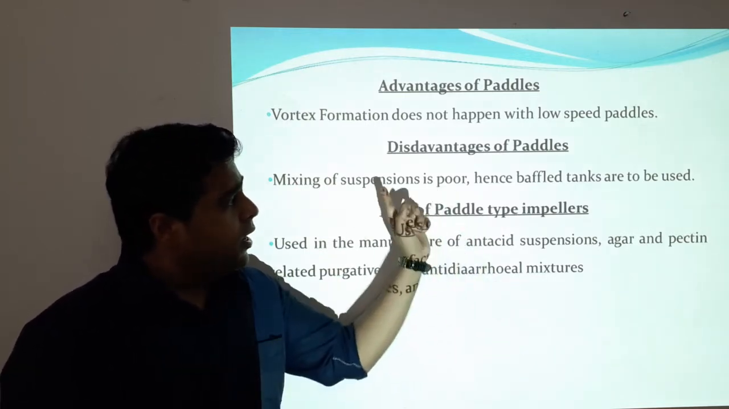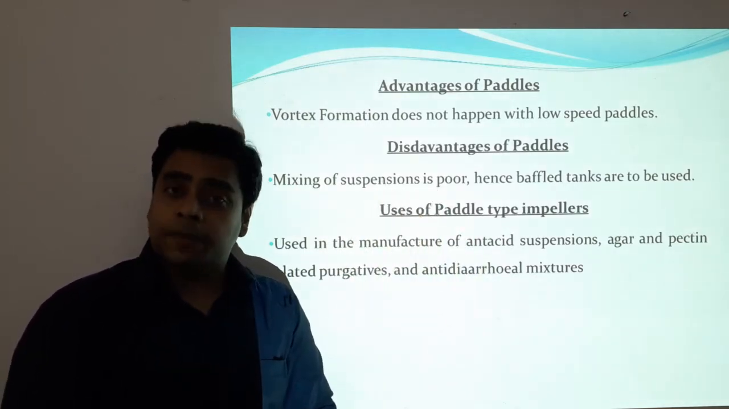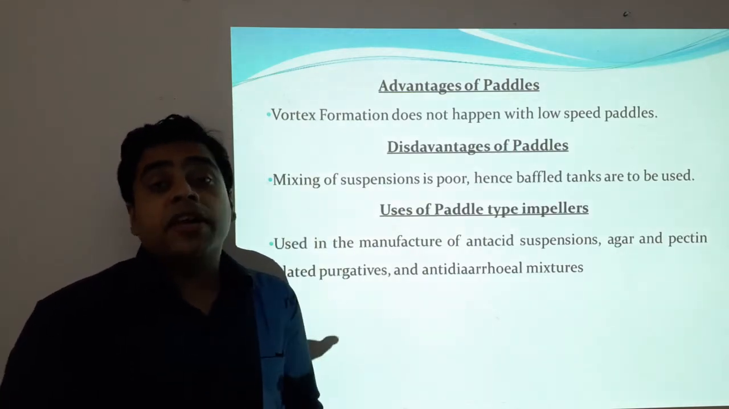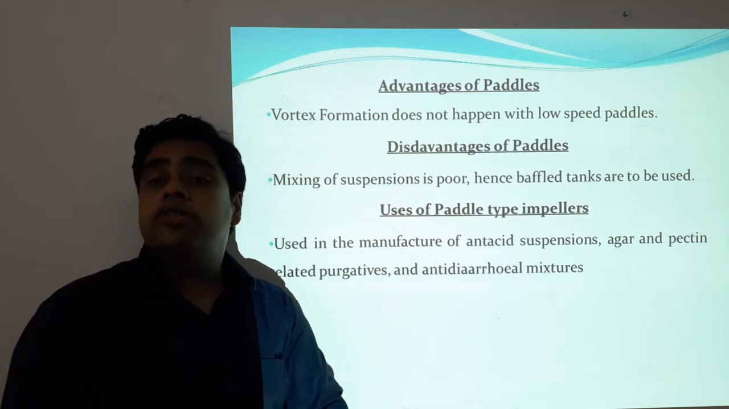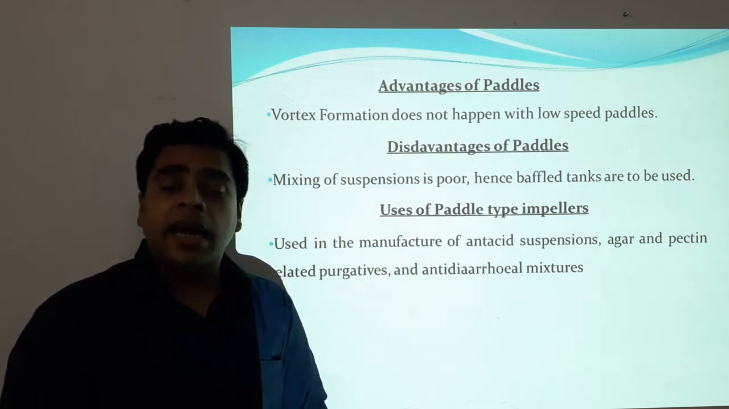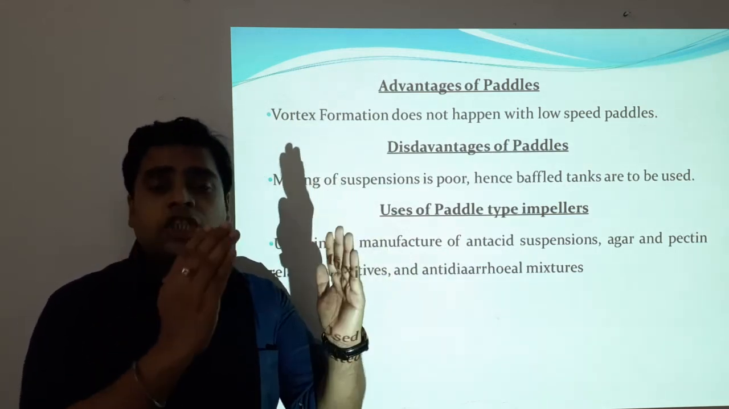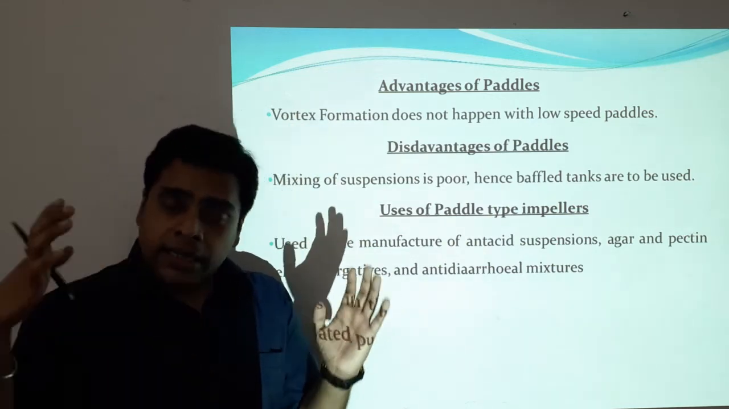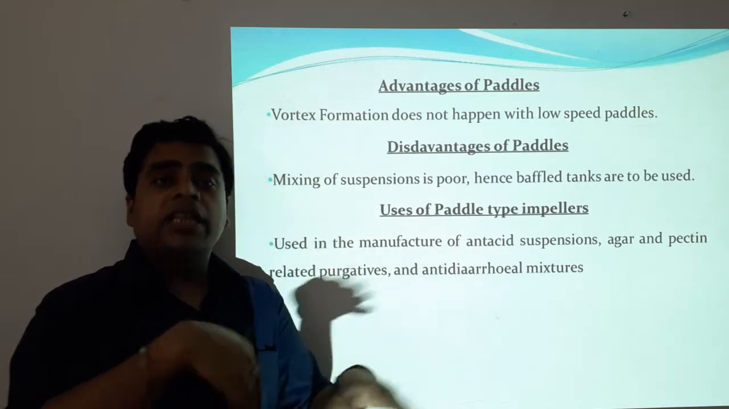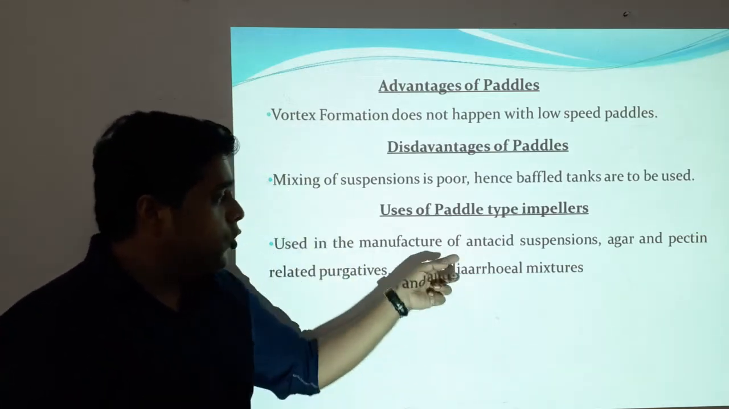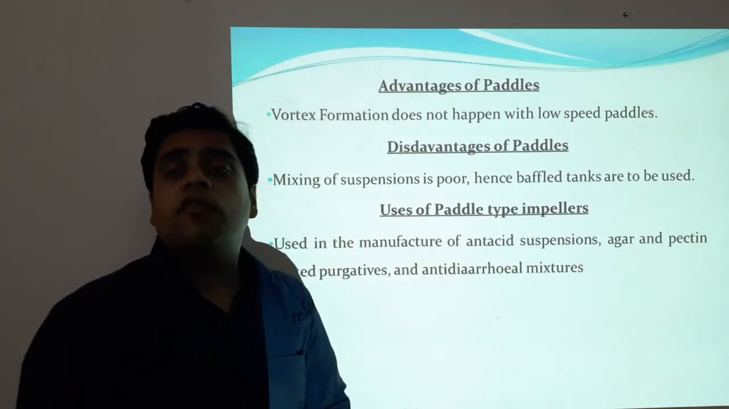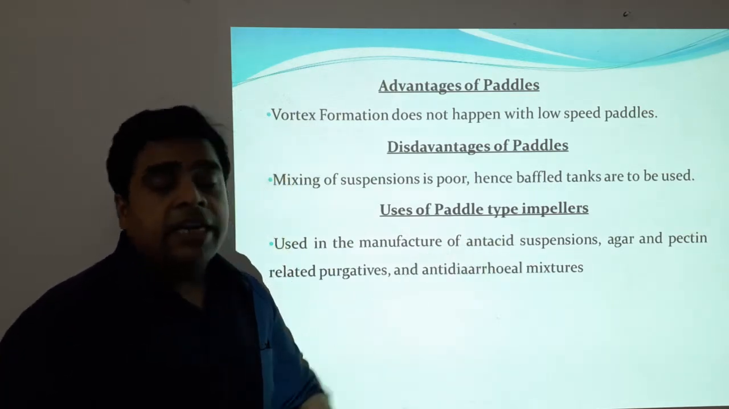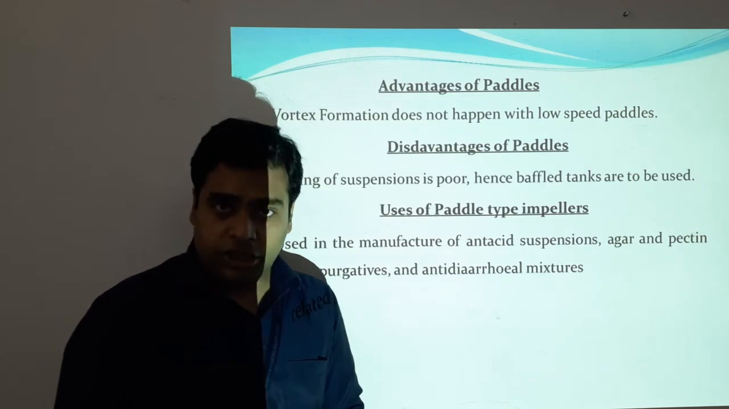Disadvantage: for the preparation of suspension, for mixing of suspensions, these paddles are not very effective. So for that purpose we have to use some baffle tanks. Baffle tanks are mixing tanks with some projections or partitions, so that the particular solid or the solvent collides with them, and then only effective mixing occurs. Uses: it is used for the manufacturing of antacid suspension, agar and pectin related purgatives and different types of anti-diarrheal mixtures.